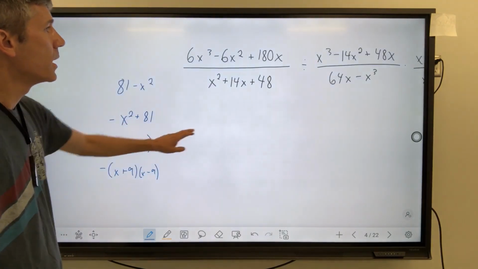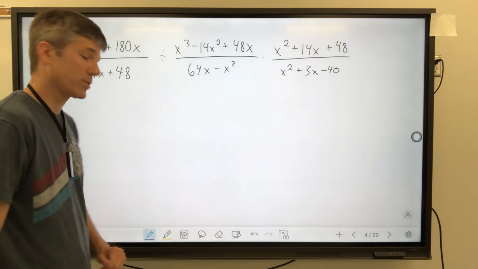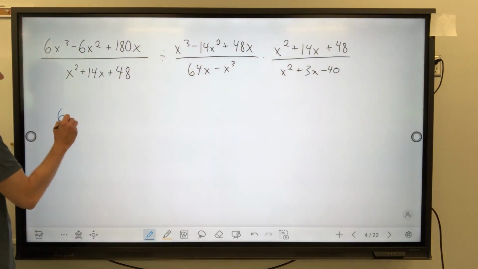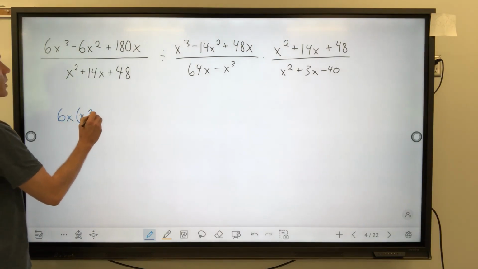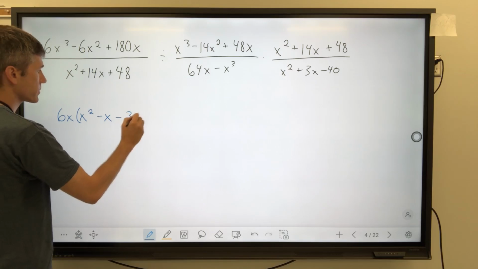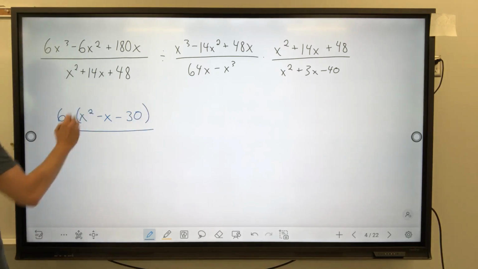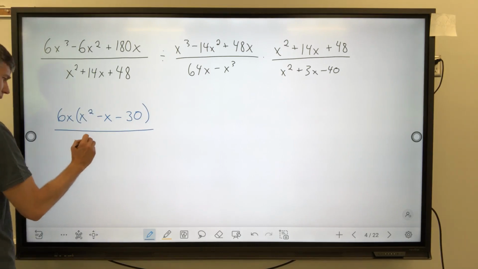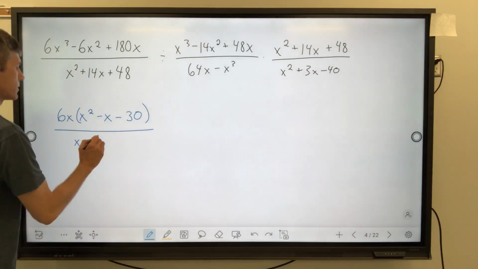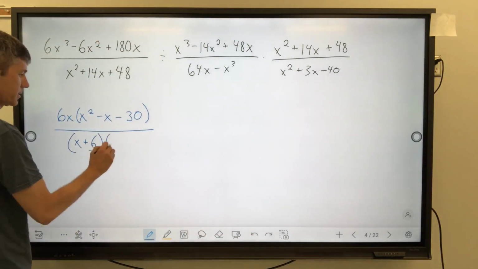Let's do this one. Man, that looks like fun. Looks like lots of fun. This one's going to take a couple steps. GCF first. GCF here is 6x. That gives me x squared minus x minus 30. Let's see, no GCF, but I will have x plus, not 4, no. 6 and x plus 8.